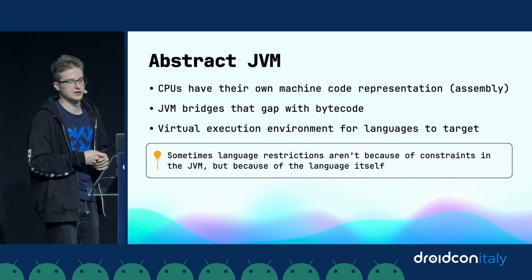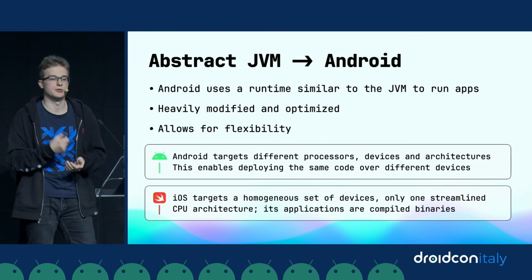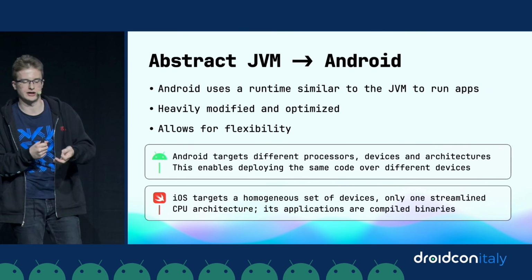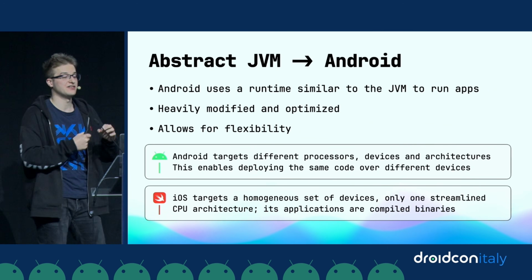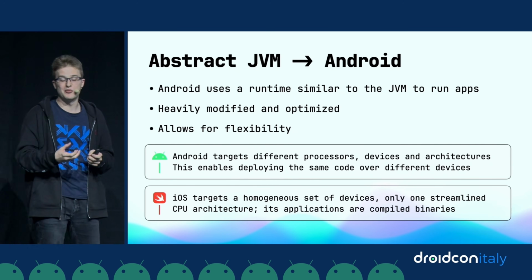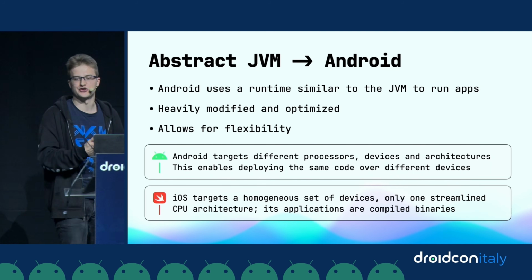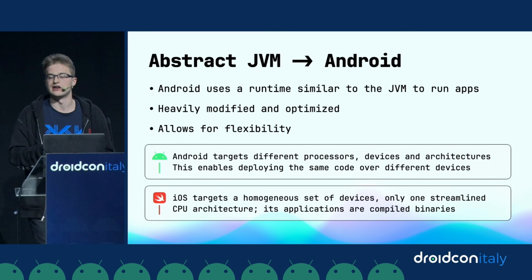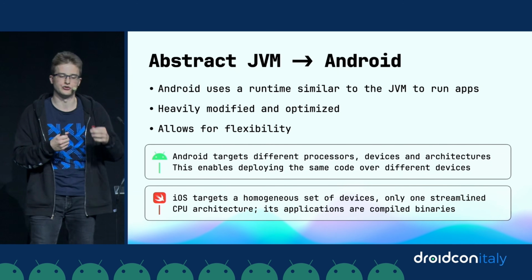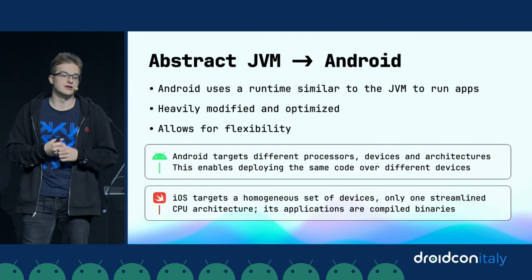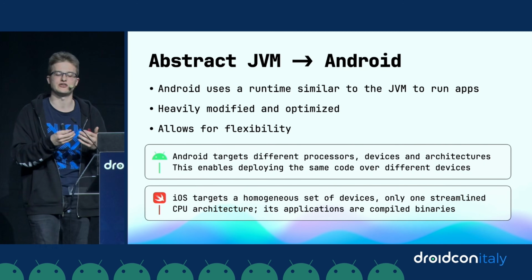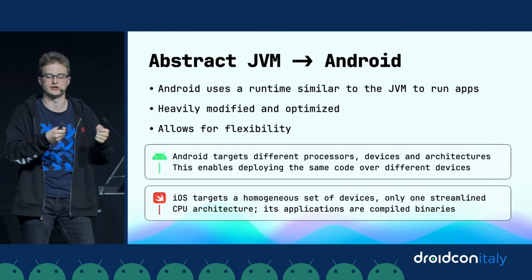CPUs have their own machine representation, and the JVM bridges that gap. On Android, we don't actually use exactly the JVM. We use a variation of that. We're going to get into that later. It is heavily modified and optimized since, as the talk before me just finished saying, mobile devices are power constrained, battery constrained, and CPU constrained. And so the Android developers back in the day designed a specific runtime to be suitable for mobile devices. That is actually a good approach for Android because it also supports a variety of different architectures, so it makes sense to have a middle layer where you target your applications.